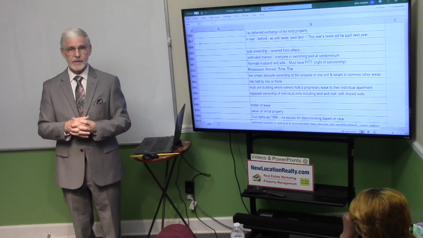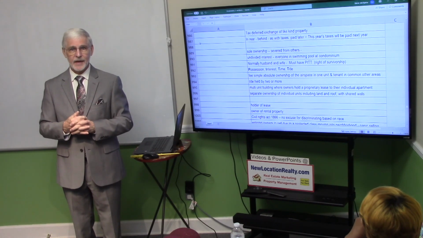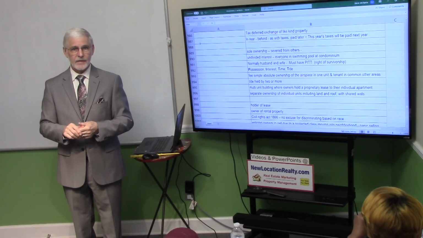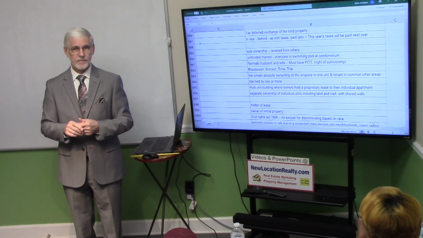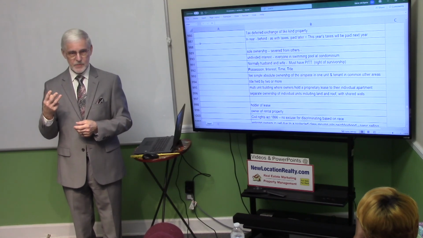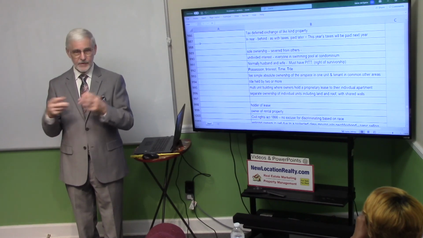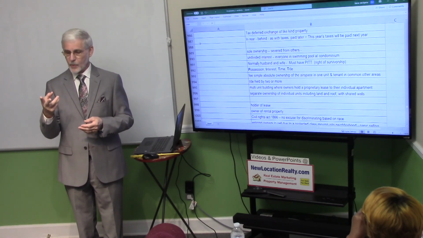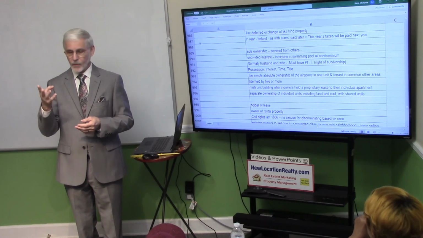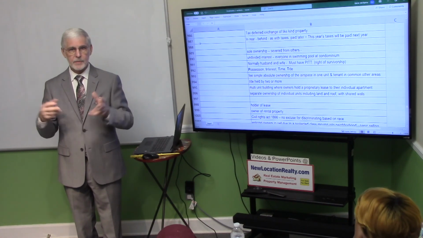Okay, next one. Fee simple absolute ownership of the airspace in one unit, tenant in common. I think we're talking about what kind of development? A condominium. Title held by 2 or more. Co-ownership. And we had 3 different co-ownerships, as easy as 1, 2, 3. Well, that's actually 2. 1 is severalty, 1 owner. You can have co-ownerships with tenants in common or joint tenancy or trust. You can have 2 or 3 different people on a trust too.